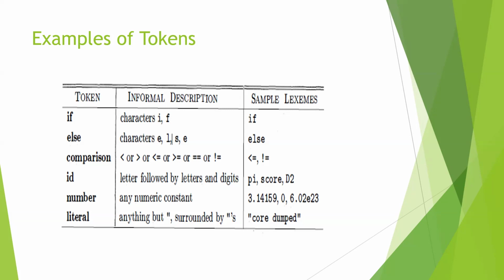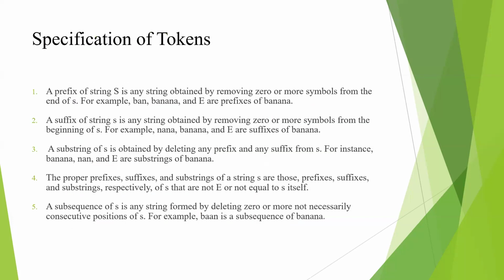If we consider number as a token, then that can be any numeric constant. Here the examples are 3.14, 0, 6.02. If we consider literal as a token, it can be anything surrounded by double quotes, which will be considered as a lexeme. So these are some of the examples related to tokens.